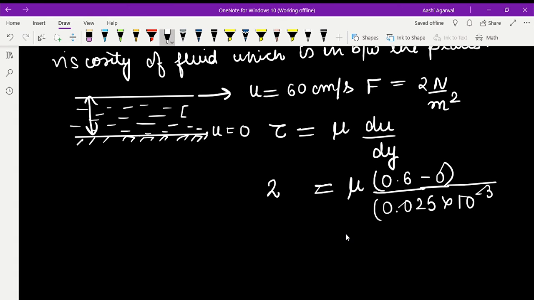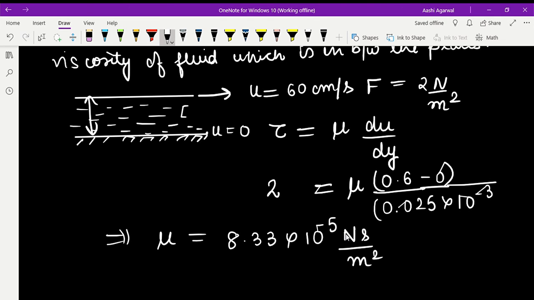So please understand, I am repeating it, it is 0.025 into 10 to the power minus 3 and this is 0.6 minus 0. So from here you can solve and get mu as 8.33 into 10 to the power minus 5 Newton second per meter cube. This is the value that you will get after solving this. So you take this here and cross multiply, you will get the value of mu. So this is a question based on viscosity.